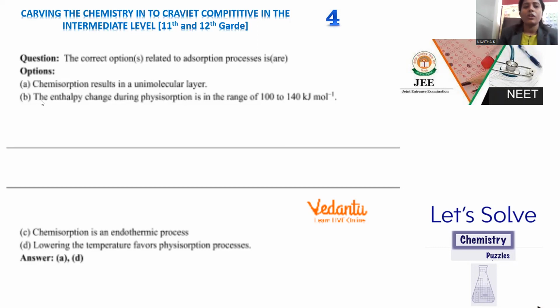The second is about the enthalpy change during physisorption, in the range of 100 to 140 kilojoules per mole. Always remember, adsorption is an exothermic process.